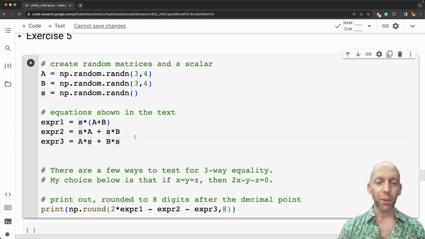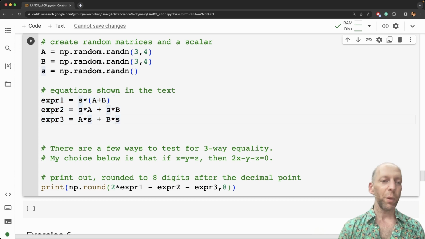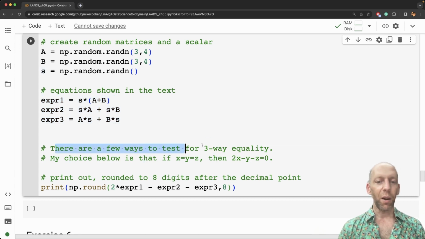Again, this is not trivial because you'll see that when we get to vectors and multiplications, that these different expressions, first of all, some of them might be valid and some of them just might be invalid. And also, even when they are valid, they might give different results. Okay, so there's a couple of different ways that you can show that these are all equal to each other. If they are equal, so if this is true, x equals y equals z, then 2x minus y minus z equals 0. This is just one of many ways that you can show that these three expressions are equal to each other, and this is the way that I'm illustrating here.